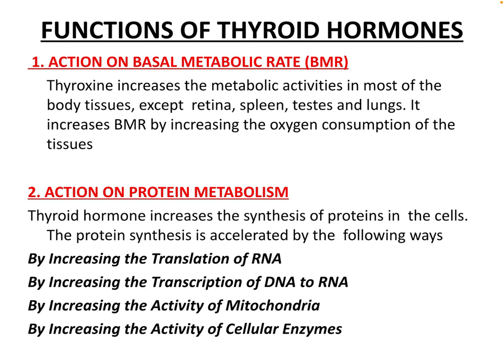Next is by increasing the activity of cellular enzymes. Thyroid hormone also increases the activity of at least 100 or more intracellular enzymes such as alpha glycerophosphate dehydrogenase and oxidative enzymes.